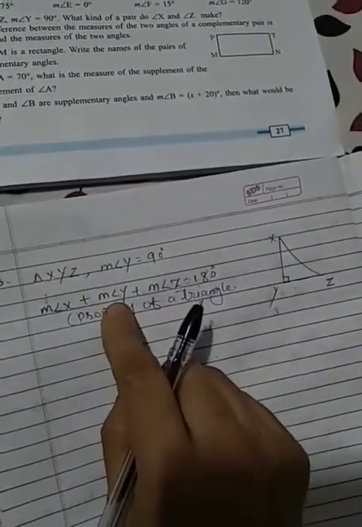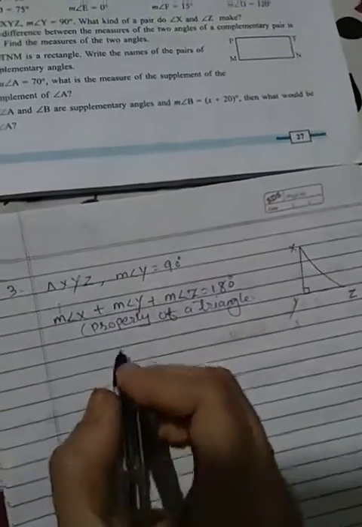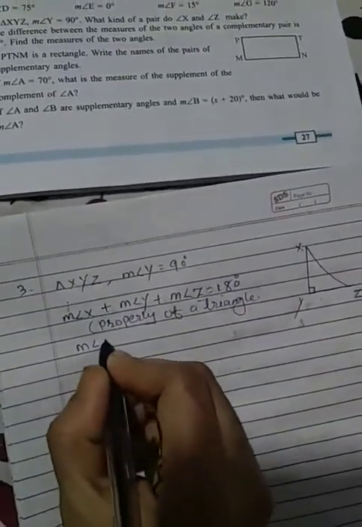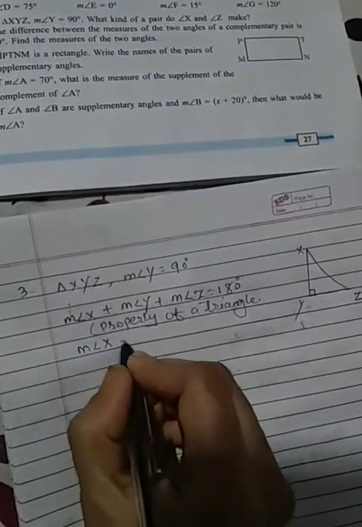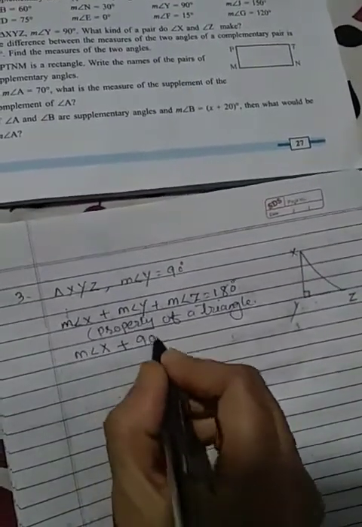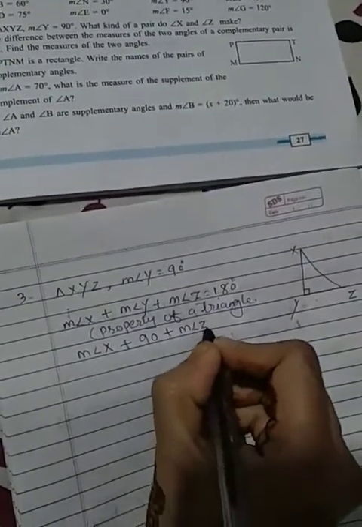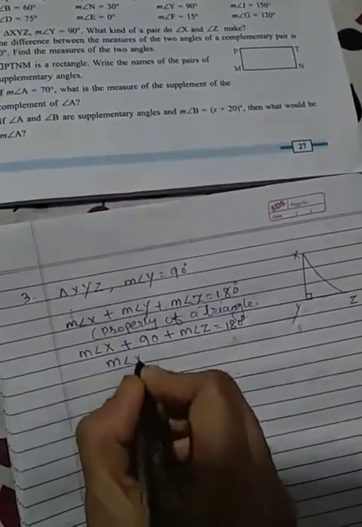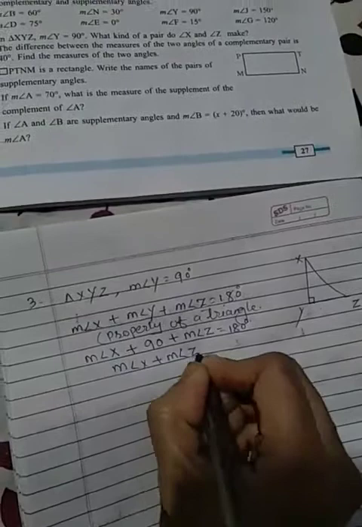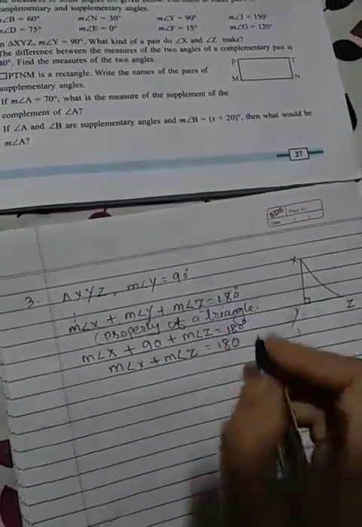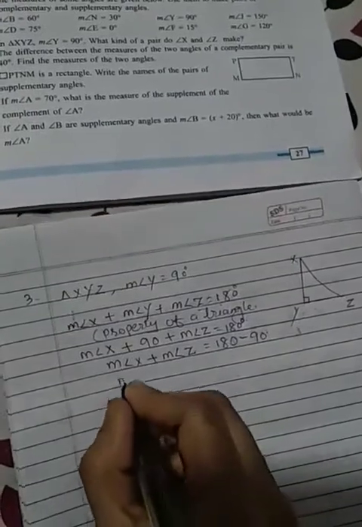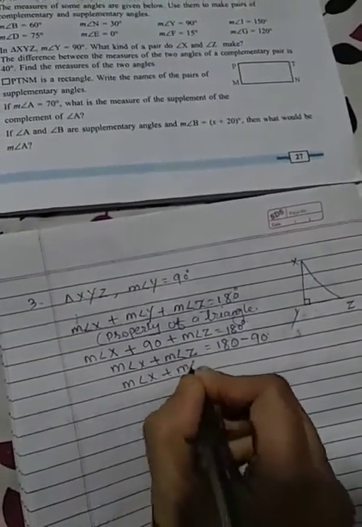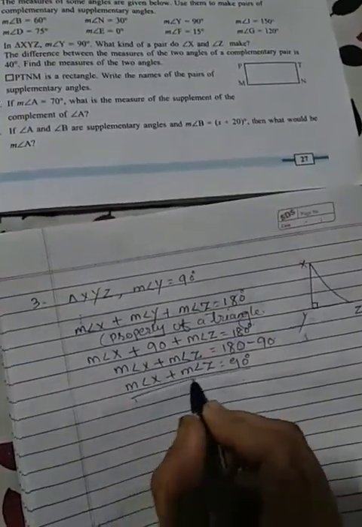So here Y is given. So measure of angle X plus Y, which is given as 90 degrees, plus measure of angle Z is equal to 180 degrees. Now what will we do? Measure of angle X plus measure of angle Z is equal to 180 minus 90. So measure of angle X plus measure of angle Z is equal to 90 degrees. Students, see here, measure of angle X plus measure of angle Z is equal to 90 degrees.